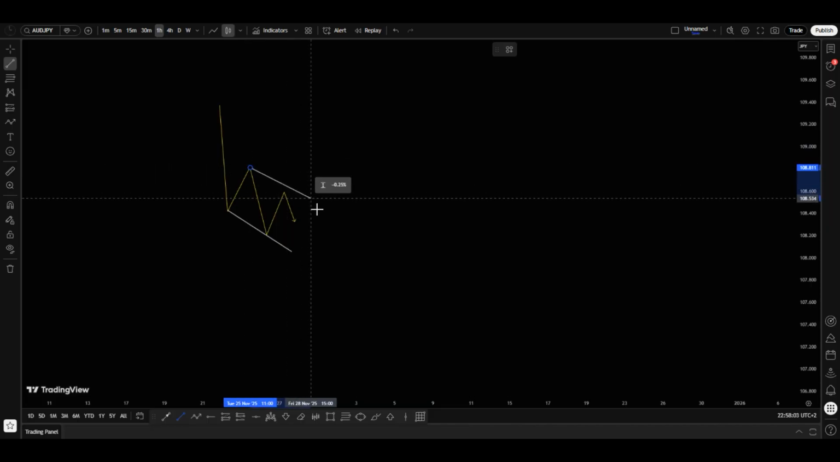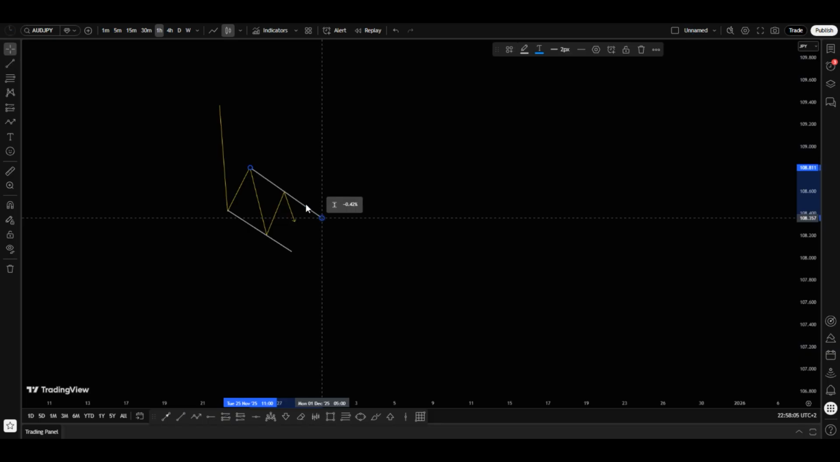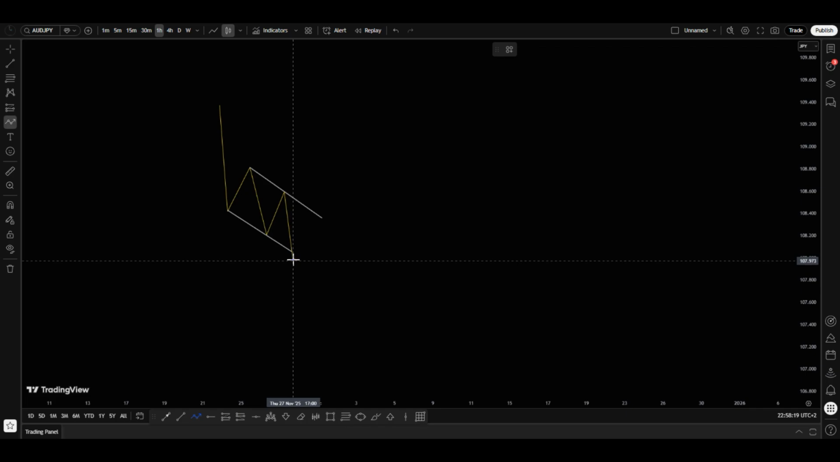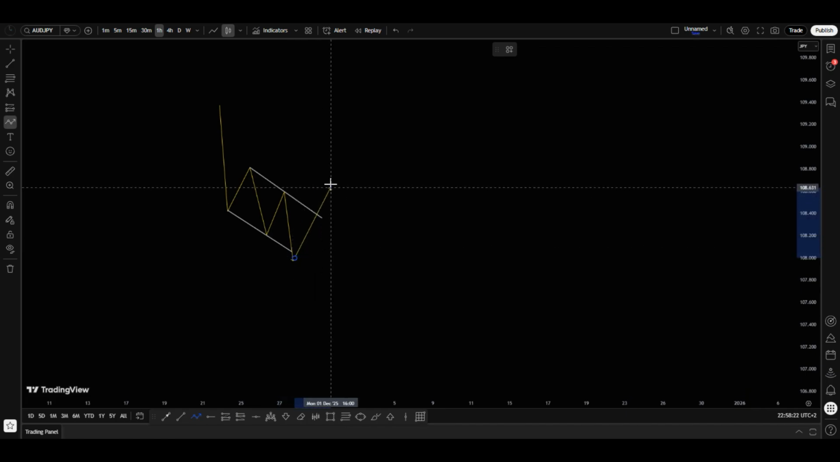Then we wait for a third touch. On the third touch, that's where the market usually reverses. Yes, this is where the market usually reverses. Then for the bearish reversal, it's just an inverse of this, the opposite of this.